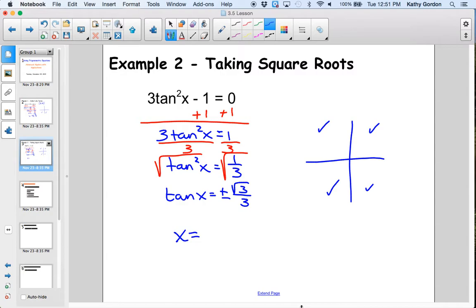Okay? So now I need to decide the reference angle. What's the reference angle that gives me a tangent of square root of 3 over 3? Ooh, I see a lot of reviewing coming up this week. What's the reference angle that's going to give me a tangent of square root of 3 over 3?